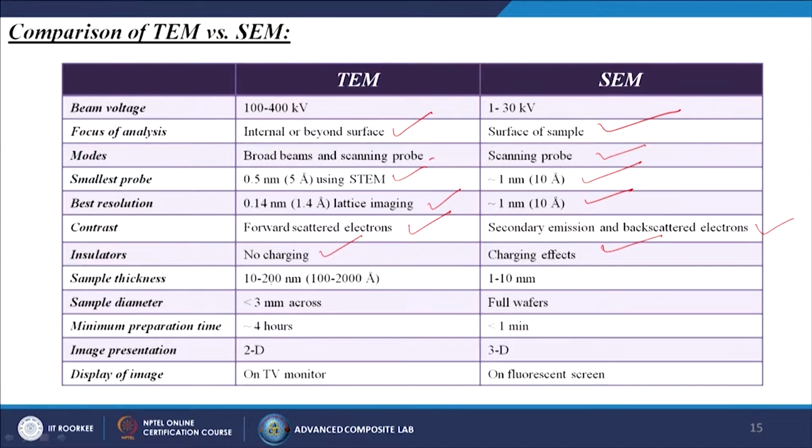Sample thickness: it is 10 to 200 nanometer, that means 100 to 2000 angstrom. Here in this case it is 1 to 10 millimeter. Sample diameter: less than 3 millimeter across; it is full wafers. So, that means you can cover the whole area, but of course it is within the limit. Minimum preparation time: it is more or less 4 hours; it is less than 1 minute. Image presentations, that is the vital one: it is giving you the 2D image, it is giving you the 3D image. Display of images: on TV monitor; it is on fluorescent screen.